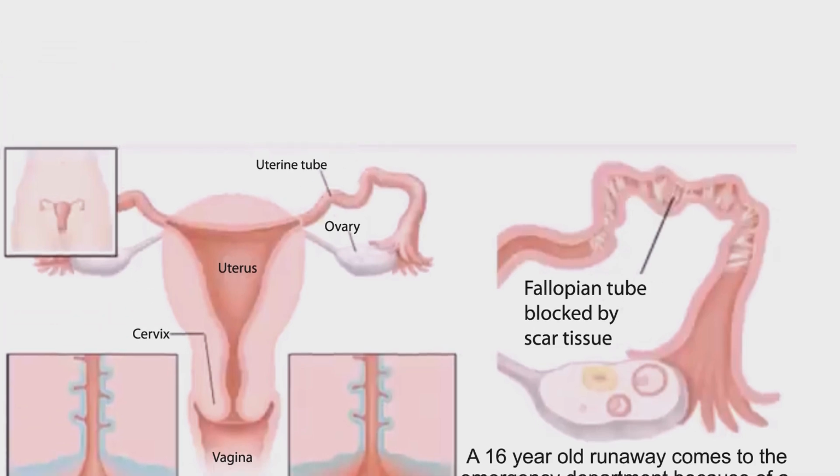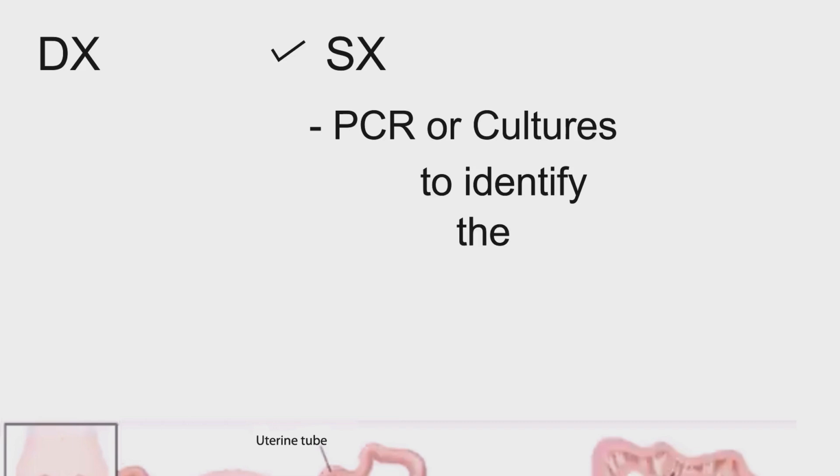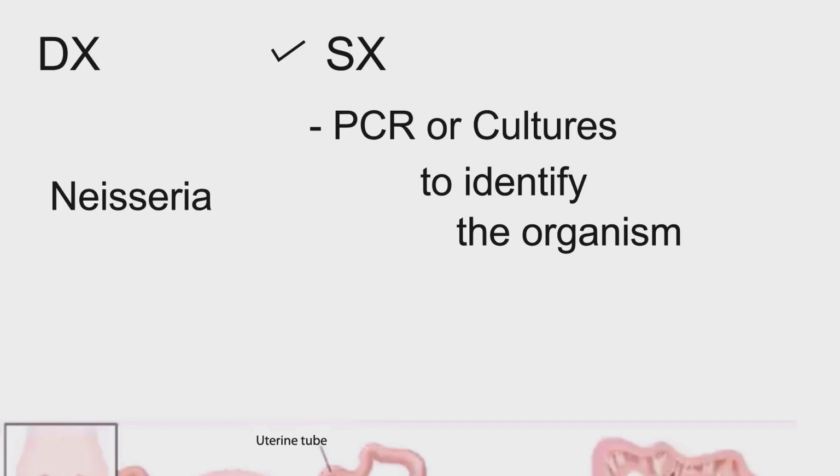Alright, so how do you diagnose PID? Well, obviously the symptomatology that I mentioned before, that classic triad: abdominal tenderness, adnexal tenderness, and cervical motion tenderness. So that's definitely helpful. But then you also need to do either PCR or cultures to identify the organisms. And if you remember, the organisms were Neisseria and Chlamydia, which are the two most common.